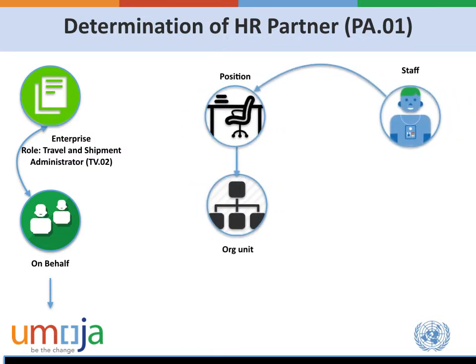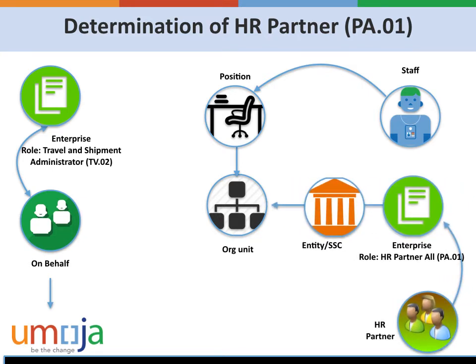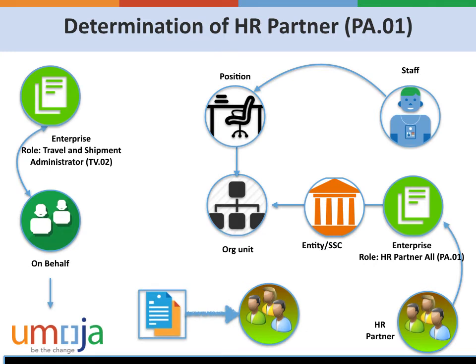A staff member who has the enterprise self-service role, employee self-service role, will be assigned to a position, and the position is linked to an organizational unit. And the next one is an HR partner who has an enterprise role PA01, who has been assigned to either an entity or a shared service center, and is also linked to one or more organizational units. So with this configuration, when a document is created, the trip document automatically finds the HR partners who are responsible for that org unit, and the document is sent to them for approval.